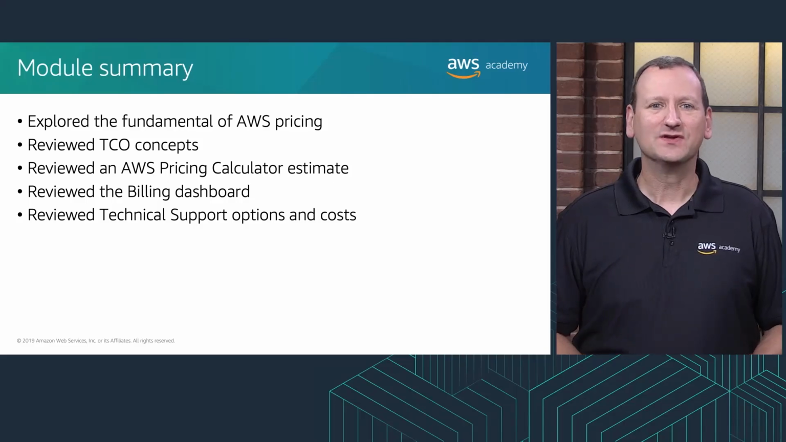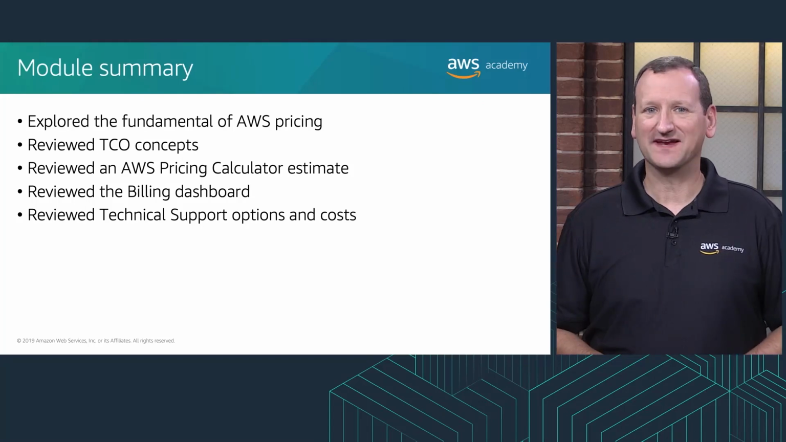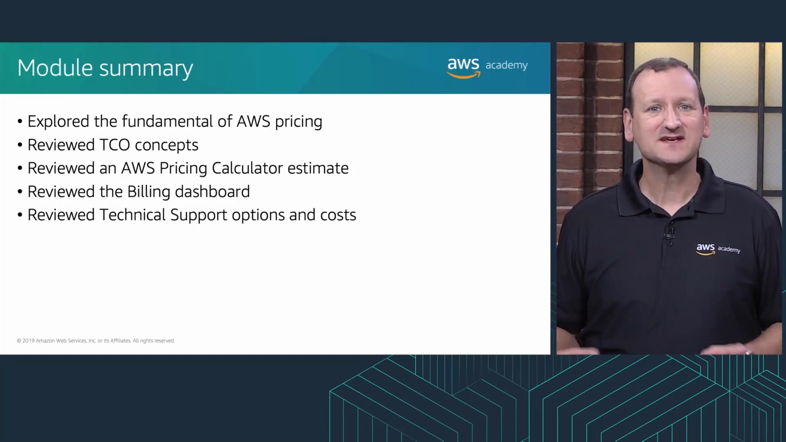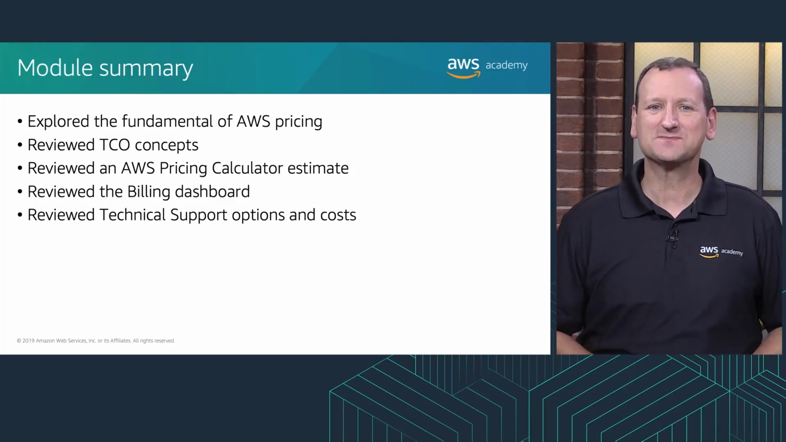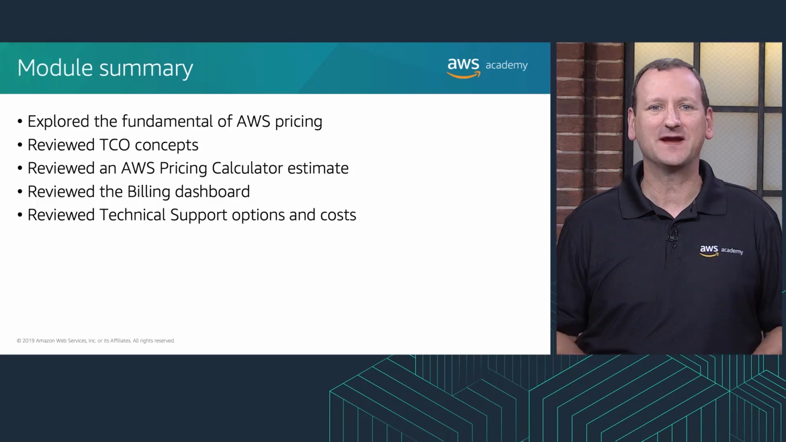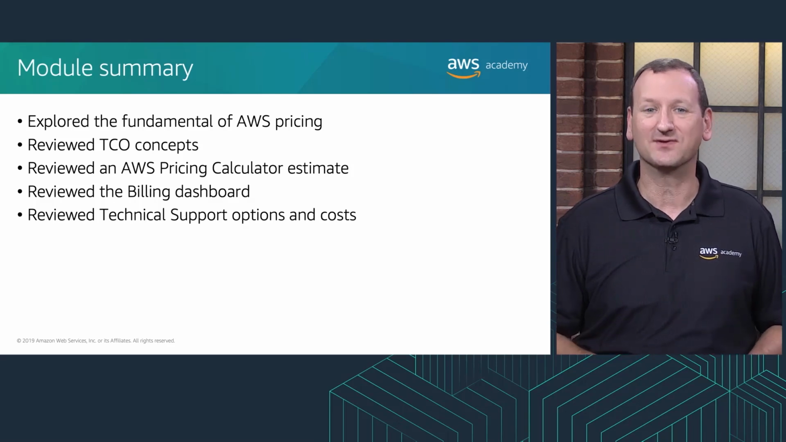It's now time to review the module and wrap up with a discussion of a practice certification exam question. In this module, you explored the fundamentals of AWS pricing, reviewed total cost of ownership concepts, and reviewed an AWS pricing calculator estimate. Total cost of ownership is a concept to help you understand and compare the costs that are associated with different deployments.